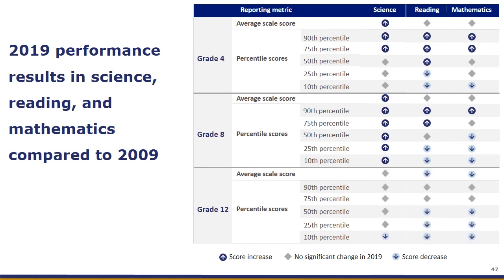Finally, we see for grade 12, the lowest performing students have declined from 2009 in all 3 subjects, while the top is flat. The overall score for math and reading is being pulled down by lower performers losing ground.